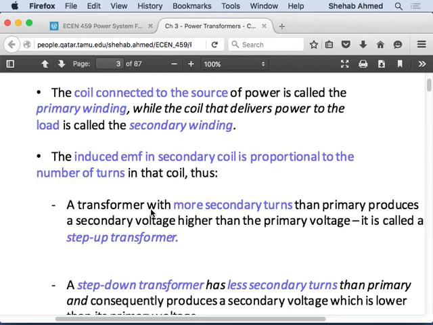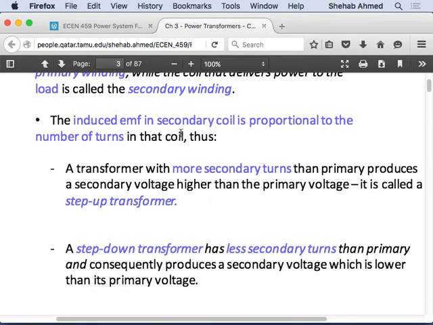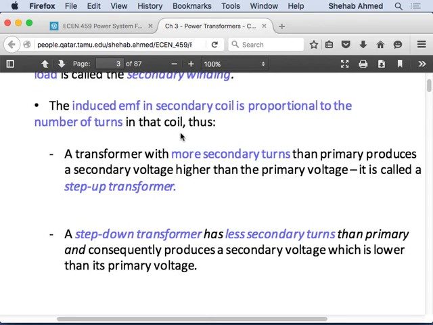Of course, we will give some terminology here. So the primary winding is what is typically connected to the source, and the secondary winding is typically what is delivering power to the load. The induced EMF, we will talk more about that. It's basically proportional to the number of turns that we have in each of the coils.